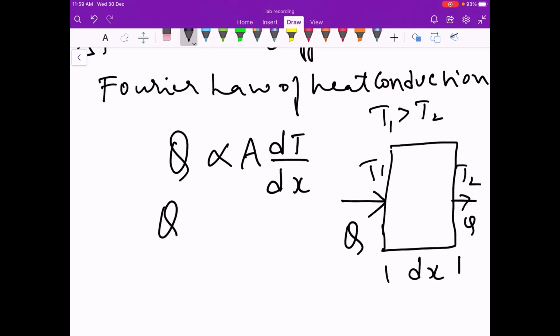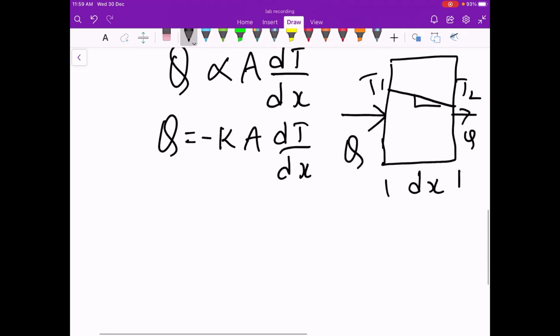Now if you remove the proportionality, I am going to introduce a constant K, called the thermal conductivity, so Q equals minus K times A times dT by dx. Why does the minus sign come there? Because heat always transfers in the direction of decreasing temperature. That means temperature always reduces in the direction of the heat flow, so the slope decreases. That is the reason why the minus comes there.